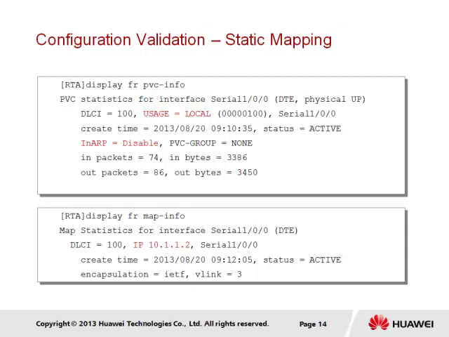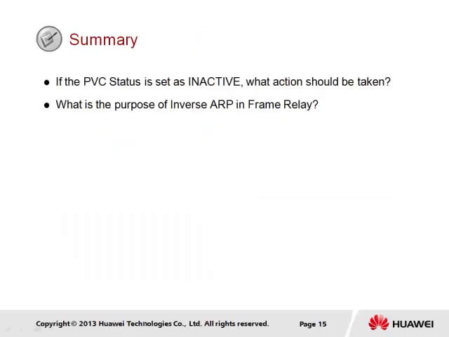We then come to the summary for this section, and we just have a couple of questions here. The first asks, if the PVC status is set as inactive, what action should be taken? Well, there are a number of possible reasons why the PVC status may show as inactive, and so a step-by-step approach must be taken, beginning with the physical interfaces, followed by the local link, and finally the end-to-end mapping.